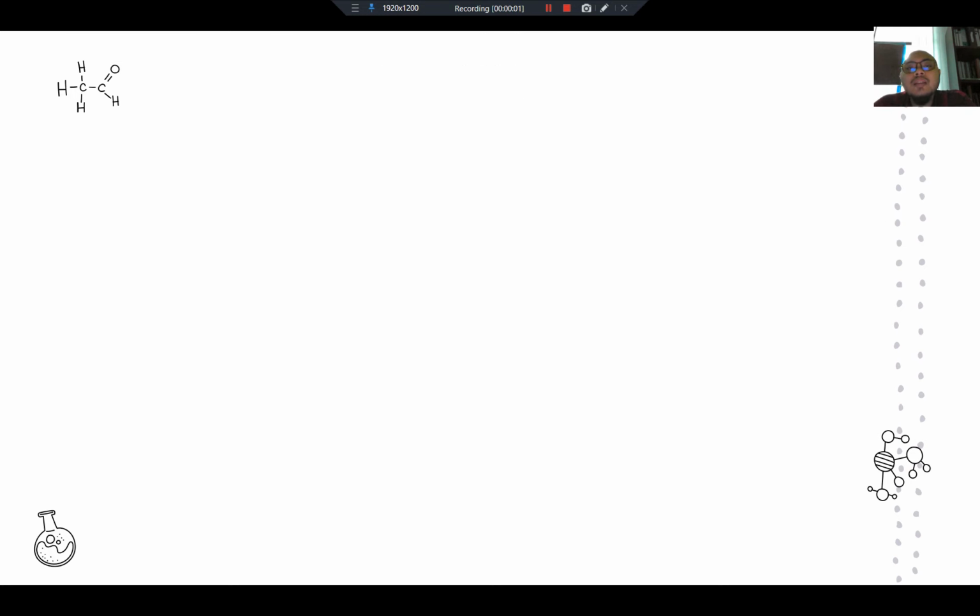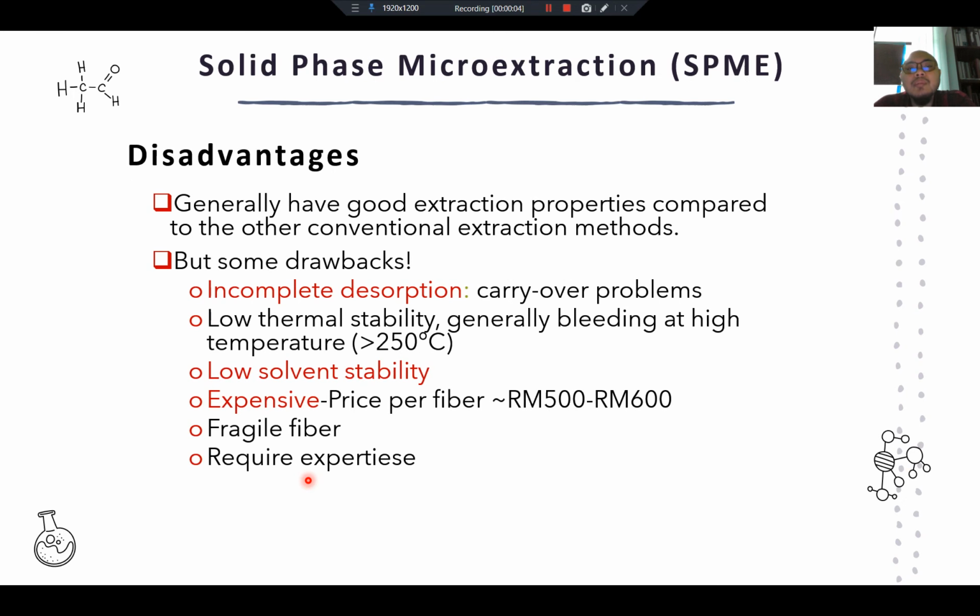So what are the disadvantages of SPME? Alright, some drawbacks: incomplete desorption. Before you can have the next preparation of the sample, you need to clear everything in the syringe. So if you have incomplete desorption, you can have contamination from the previous injection. That's what we call the carryover problem, where there is incomplete desorption from the previous analysis.